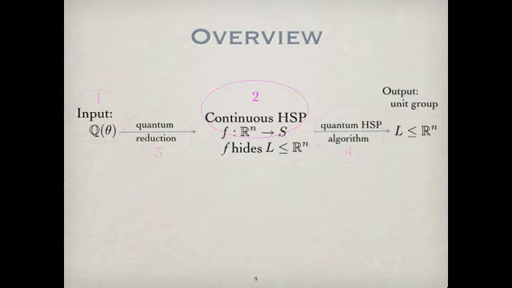Okay, so we want to reduce this problem to a hidden subgroup problem, and it's going to be over R to the n. So we have to talk about this issue. How do you even define a hidden subgroup problem over R to the n? What happens when you try and do it?